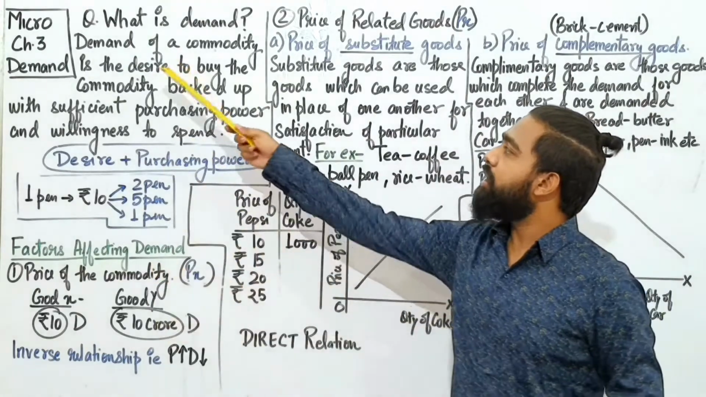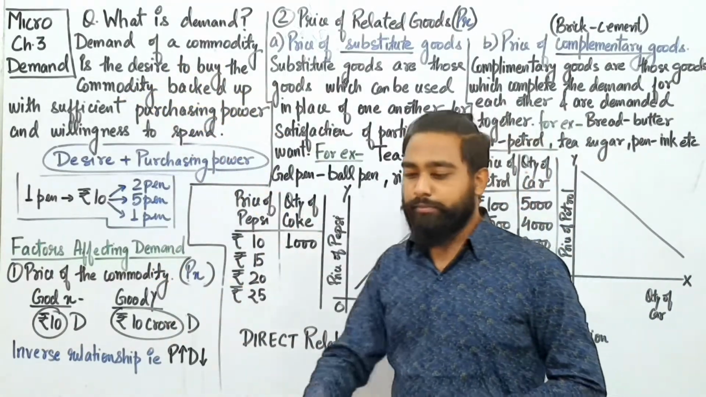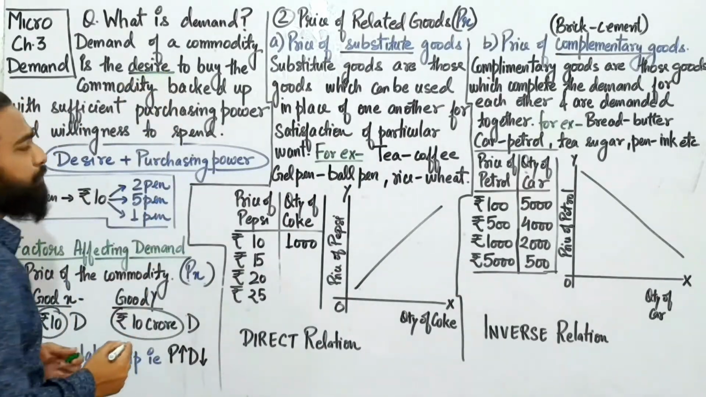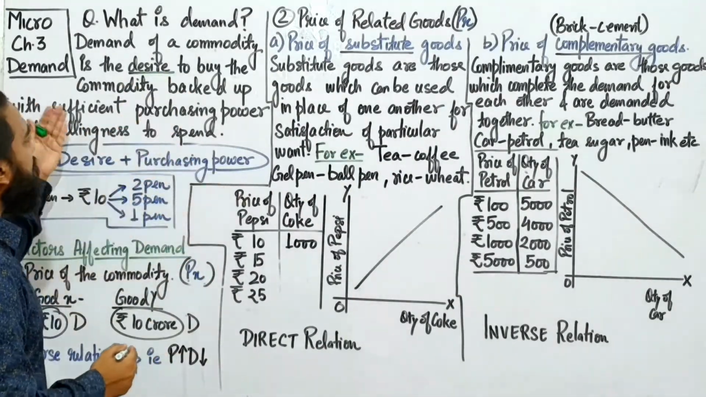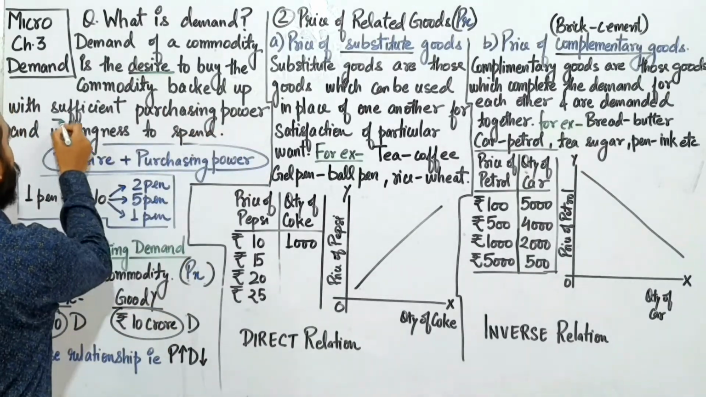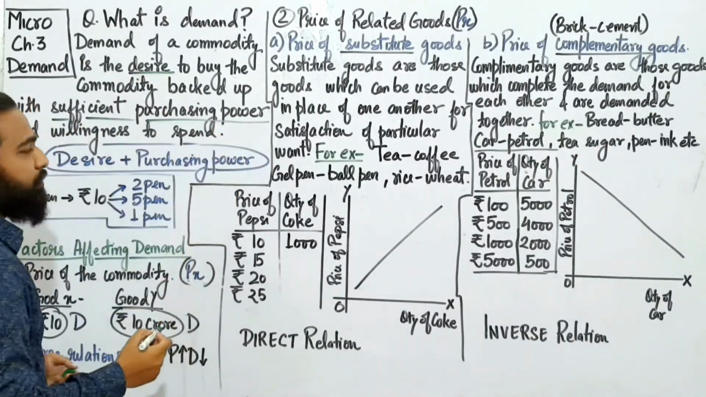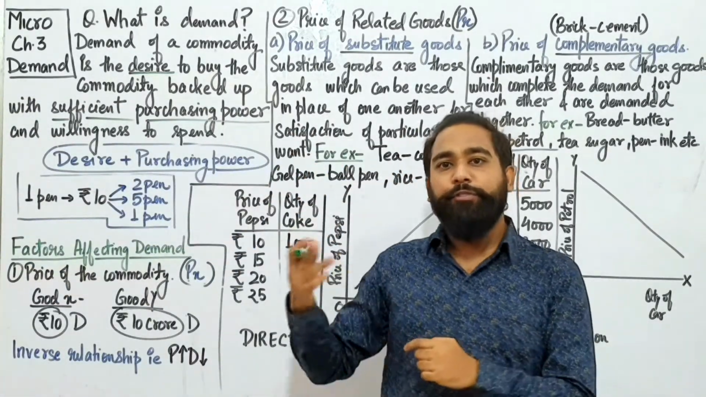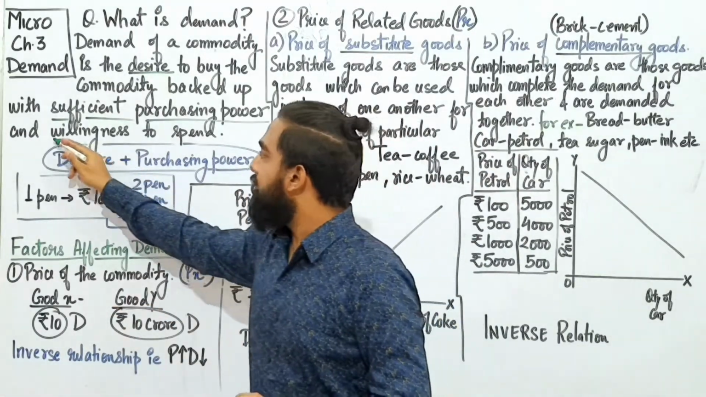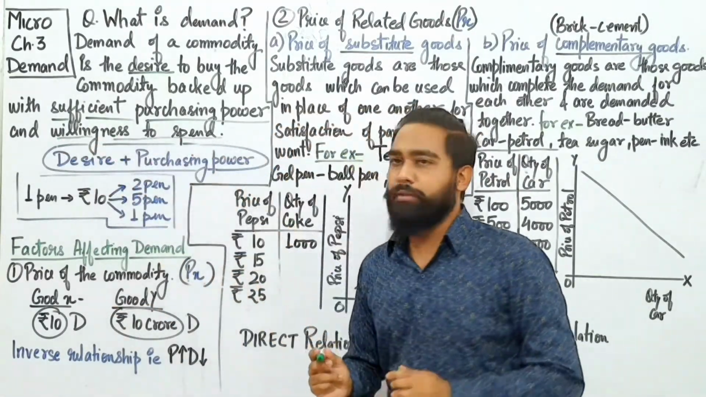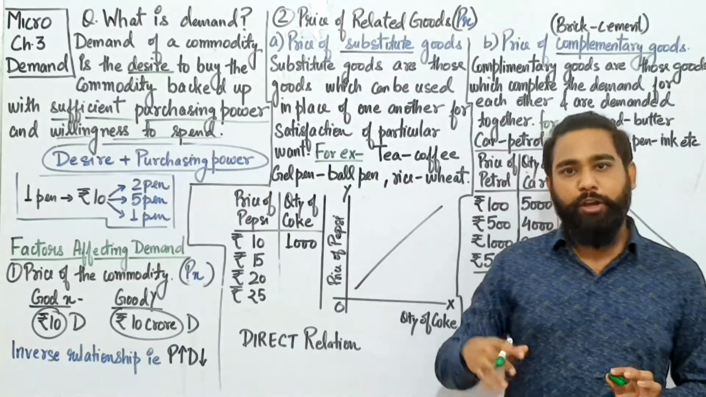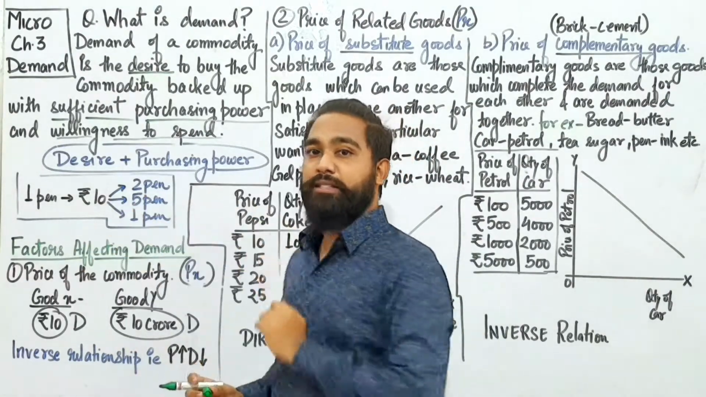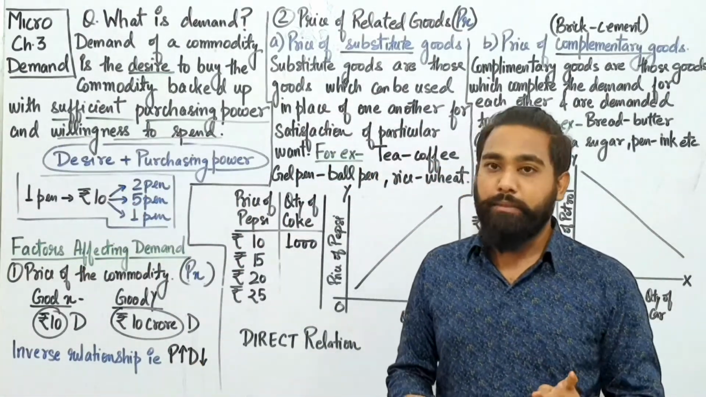So what is demand? Demand of a commodity is the desire. It is a desire. For what? To buy the commodity backed up with sufficient purchasing power. If you have the purchasing power to fulfill your desire and willingness to spend. Suppose you have money and you have a desire, but you don't want to spend that money. You want to spend it somewhere else. So that doesn't make it a demand.